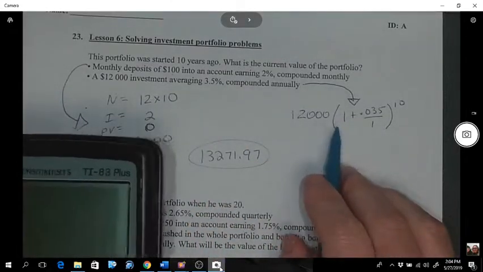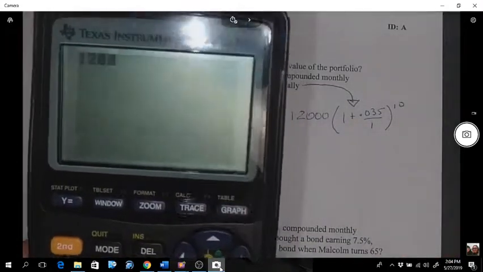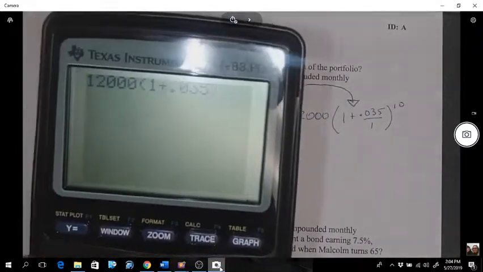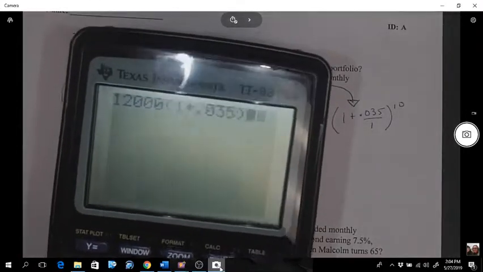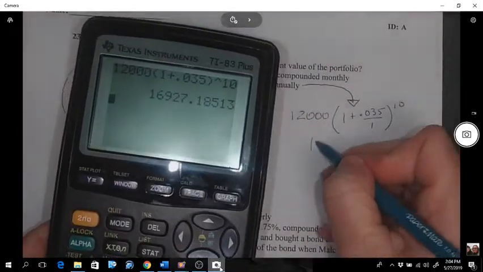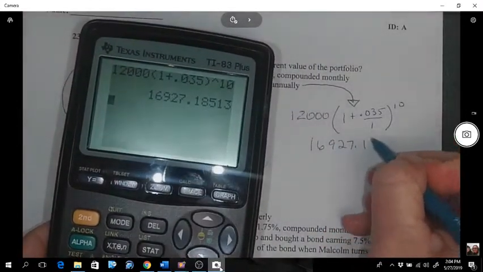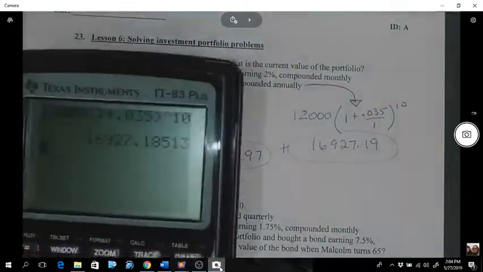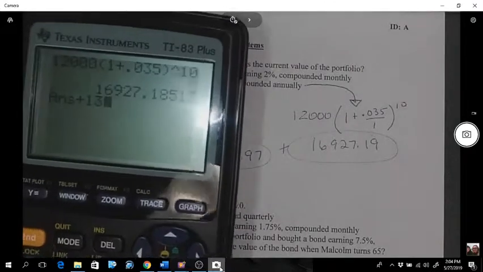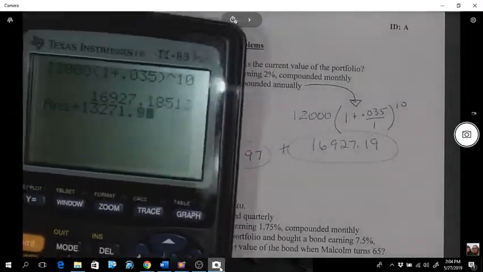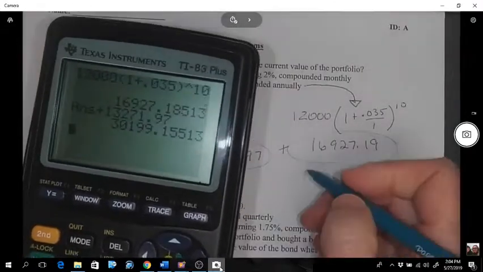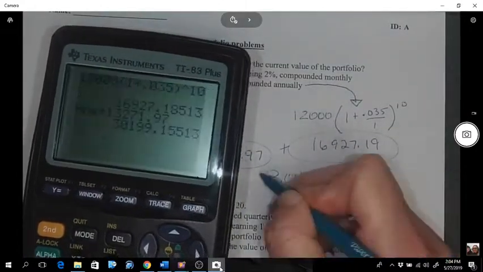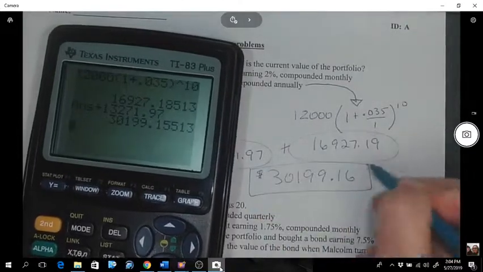And then our compound interest part: we had 12,000, and we're going to times by 1 plus 0.035 to the 10th. That gives 16,927.19, and we're going to add them together to see how much we have altogether. So plus 13,271.97 equals 30,199.16 as the future value.